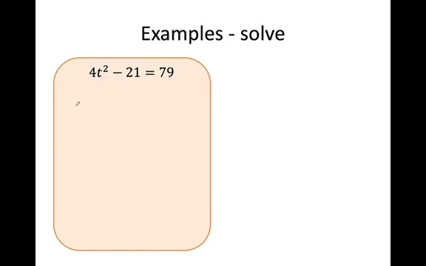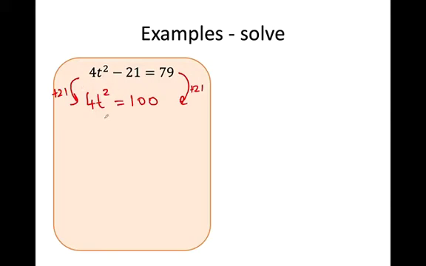Alright, so the first thing we'll do is we'll add 21 to both sides. So I get 4t squared equals 79 plus 21 is 100. Alright? And then again, the same thing, you want to get the variable.